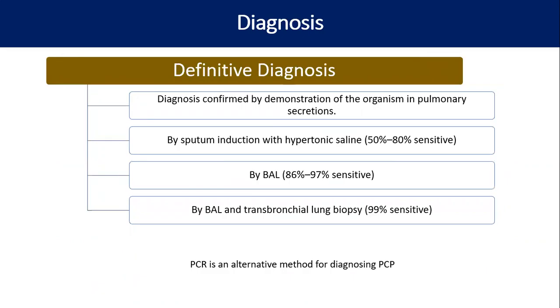For definitive diagnosis, we need to demonstrate the organism in pulmonary secretions, either by sputum induction with hypertonic saline. The sensitivity is 50 to 80%, and in case of bronchoalveolar lavage, 86 to 97%, and for transbronchial lung biopsy and bronchoalveolar lavage combined, it is 99% sensitive to diagnose the PCP.